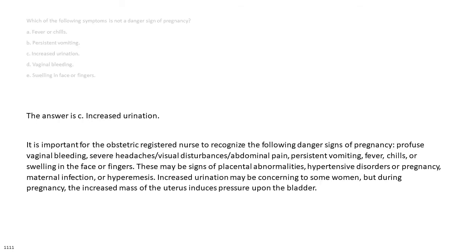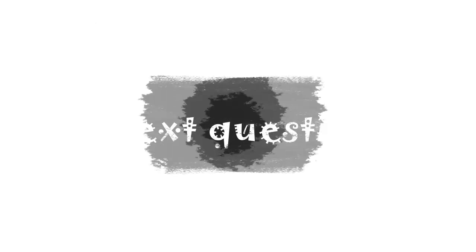The answer is C. Increased urination. It is important for the obstetric registered nurse to recognize the following danger signs of pregnancy: profuse vaginal bleeding, severe headaches, visual disturbances, abdominal pain, persistent vomiting, fever, chills, or swelling in the face or fingers. These may be signs of placental abnormalities, hypertensive disorders of pregnancy, maternal infection, or hyperemesis. Increased urination may be concerning to some women, but during pregnancy, the increased mass of the uterus induces pressure upon the bladder.